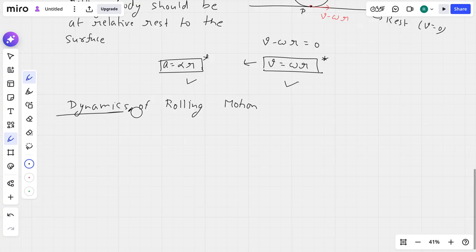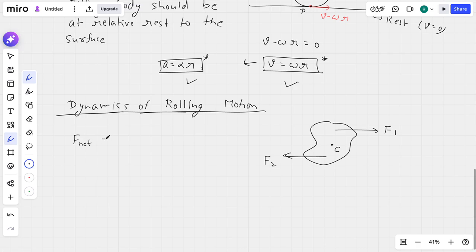Dynamics of rolling motion. Suppose there is a rigid body with some forces acting on it, like a force F1 acting this way and an F2 force acting this way, and this is the center of mass of the body. The resultant of these forces, F net, will provide a translational acceleration in this body. At the same time, the torque of these forces will provide an angular acceleration in this body. So we have to write two equations, one for translational motion and one for rotational motion.